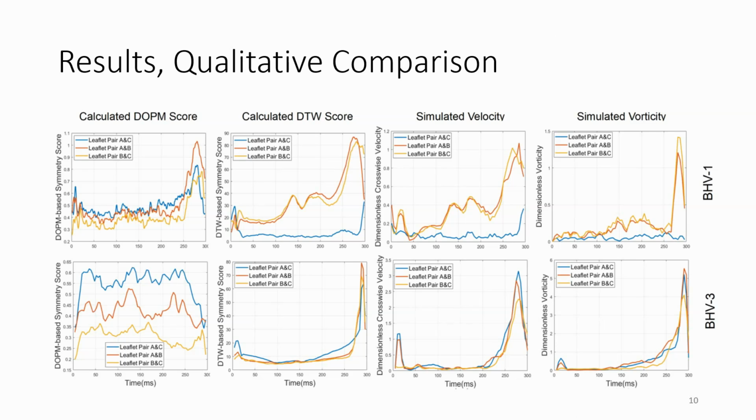As it can be seen on these representative graphs, the DTW score in the second column are in good agreement with the simulated velocity and vorticity parameters. They have the same trend and peak locations. That's not the case for DOPM scores.